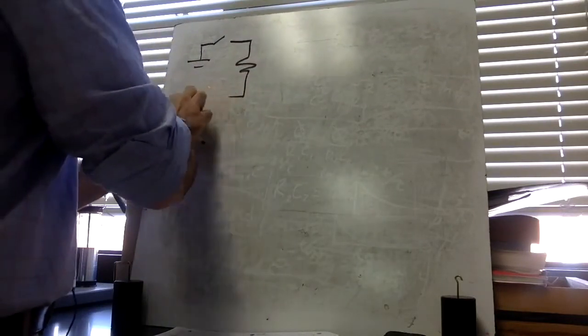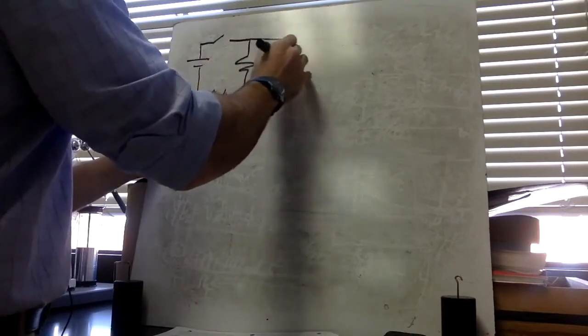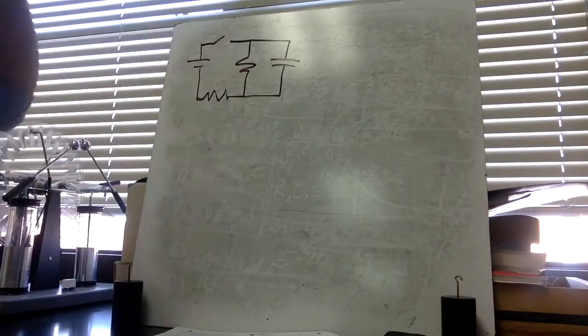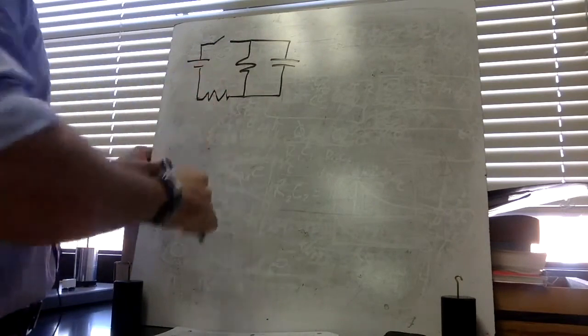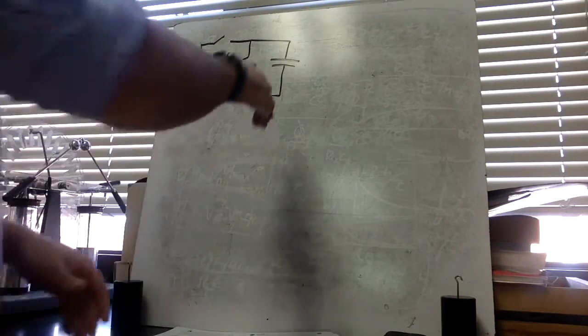And so over time, notice the current can bypass the capacitor. So if this capacitor gets totally charged up, there will still be current going this way. But our principle still works. Initially, the capacitor acts like a wire.